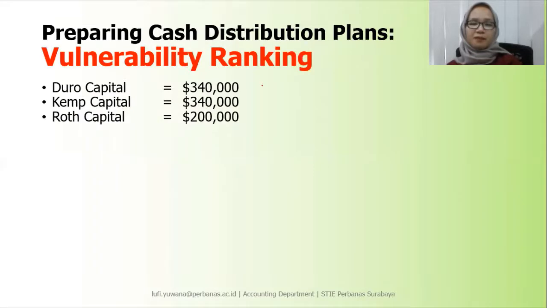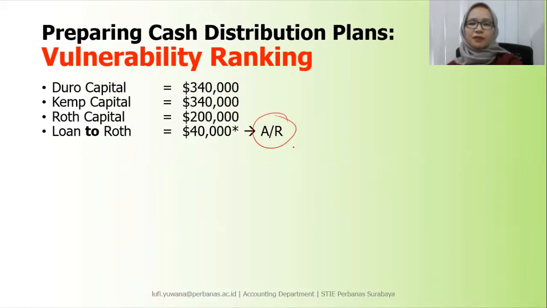If we make a summary of the information related to the ending period of the Duro, Cam, and Rod partnership, the partners respectively have capital balances of $340,000, $340,000, and $200,000. Besides this information about capital, we also have the information about the loan to Rod. It is $40,000 and this is included in the accounts receivable.